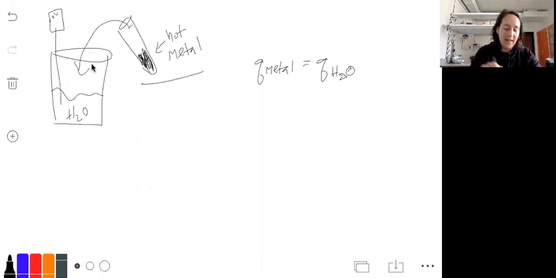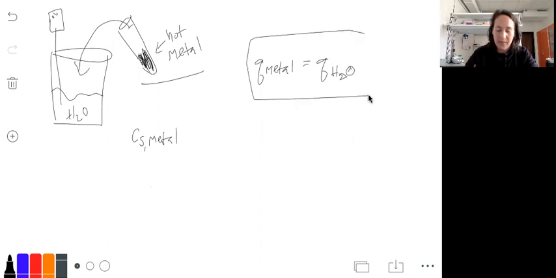Then you added that hot metal into your calorimeter, aka your coffee cup, your styrofoam cup, that was filled with about 50 milliliters of water. You waited until the water temperature became constant. So you monitored the change in temperature of both the metal and the water over time. The question, what you need to solve for, is the specific heat capacity of your metal. And that's what part C is wanting you to do.